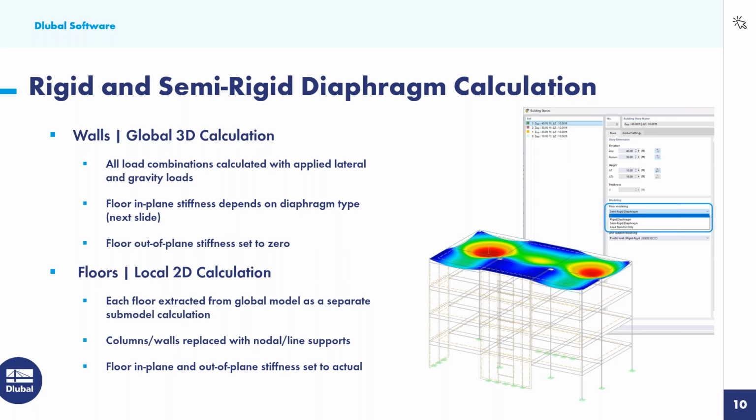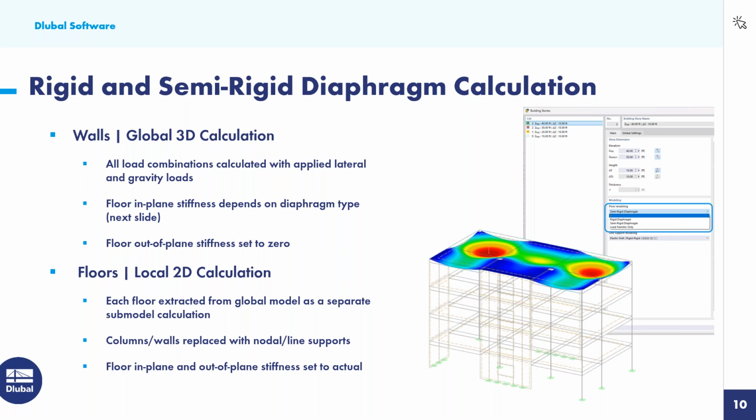Then we're going to run an additional local 2D calculation. So what we do here is we extract each individual floor or diaphragm and all the surfaces that are included in that in the horizontal direction, as well as those rib elements. And we run a separate submodel calculation underneath the hood. Now, instead of the columns and walls framing up underneath this floor, we replace those with nodal and line supports.